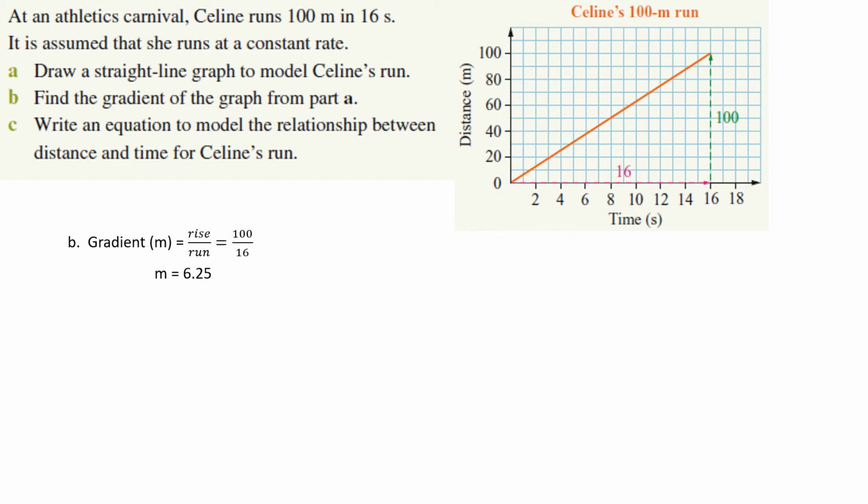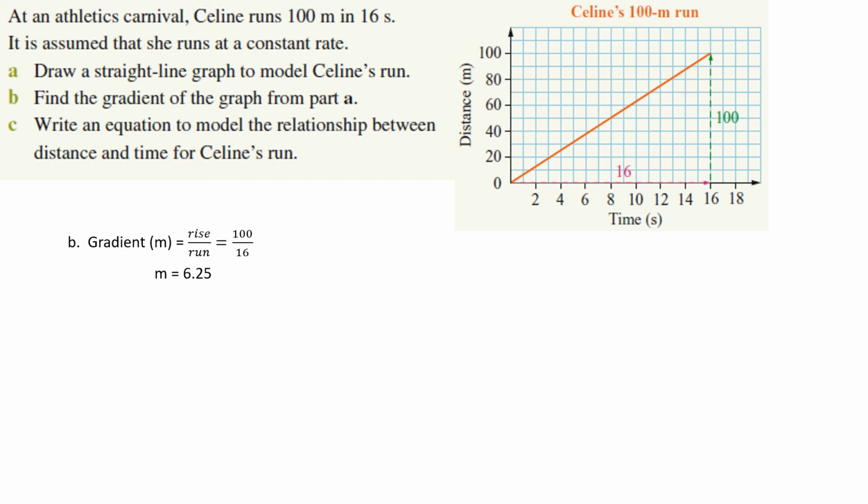So, part C, write an equation to model the relationship between distance and time for Celine's run. Which variable is the independent and dependent variable? Which one depends on the other? The distance depends on the time, okay? Because however long we run for will determine how far we run. If we run for 16 seconds, we're going to run 100 metres. If we run for 8 seconds, we're going to run 50 metres.